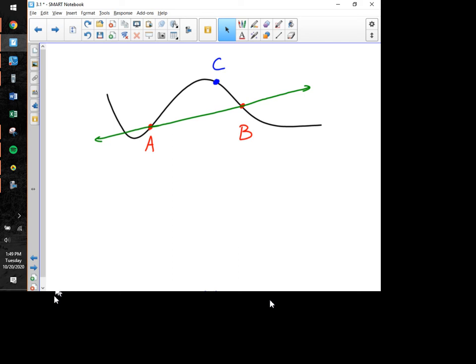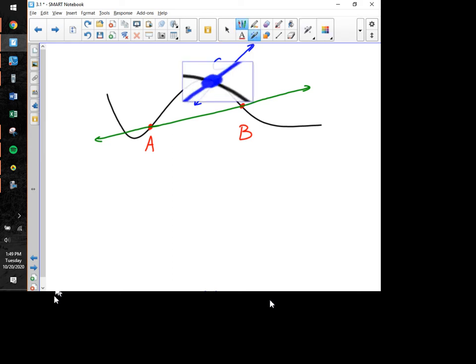We need to draw the line passing through C that has the same slope as the curve itself. Well, let me draw you one that's not a tangent, and that would be this one right over here, just as an example. Now, what I've drawn right here is not a tangent, and here's why. Because that line that we just drew doesn't have the same slope, or it's not parallel to the curve itself at that point of tangency.